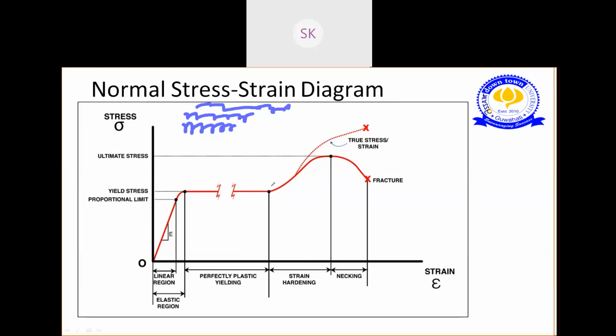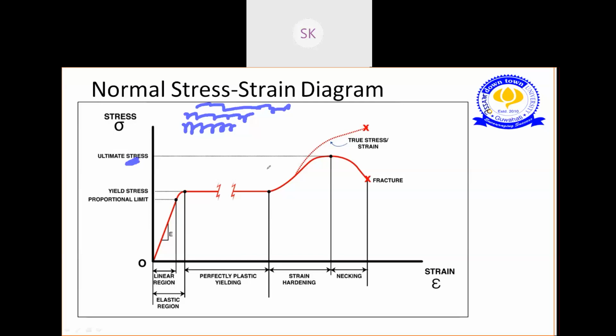Okay. Now after this point, your structure member will get a high stress in the upward direction, and this stress is called the ultimate stress. This is the point where your structure can take the highest load. You can apply the highest load to the structure. After that it won't take any more stress. So this portion is nothing but strain hardening. We'll discuss strain hardening in the next slides.